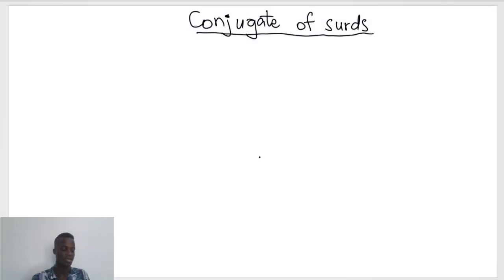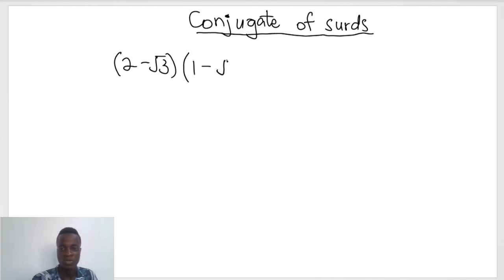So we see that in the previous video, when we do multiplication of surds, at the end of the day, we mostly get another thing that still contains surds. That cannot be further simplified, so we leave them like that. So let's look at an example. We look at 2 minus root 3 multiplying 1 minus root 3. So let's do this expansion quickly.